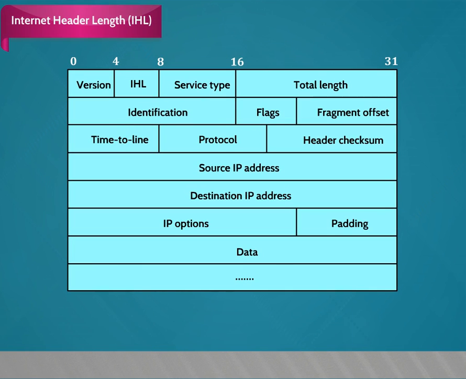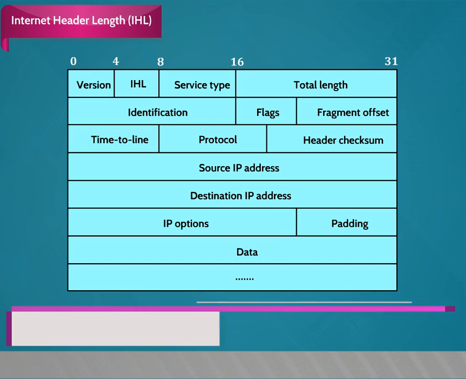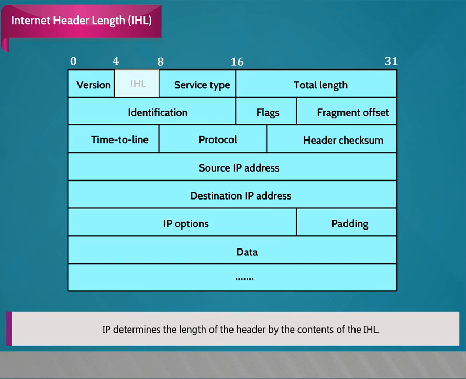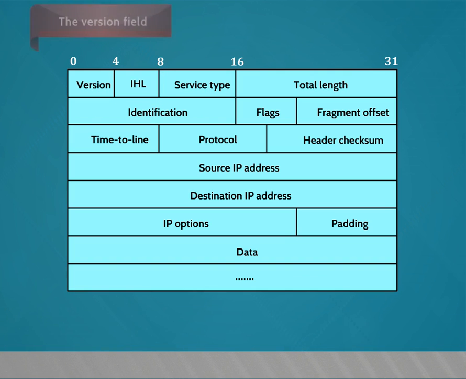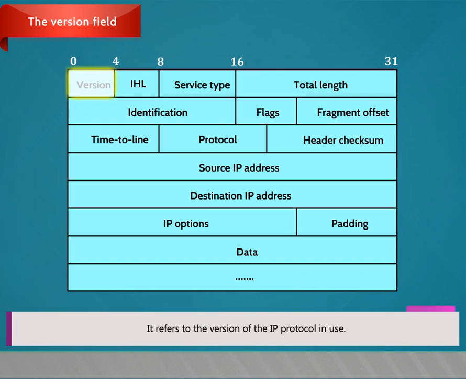Internet header length, that is IHL. IP determines the length of the header by the contents of the IHL. The version field. It refers to the version of the IP protocol in use. The current version of IP is 4.